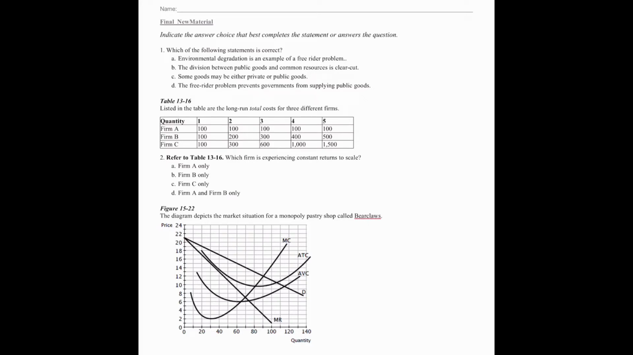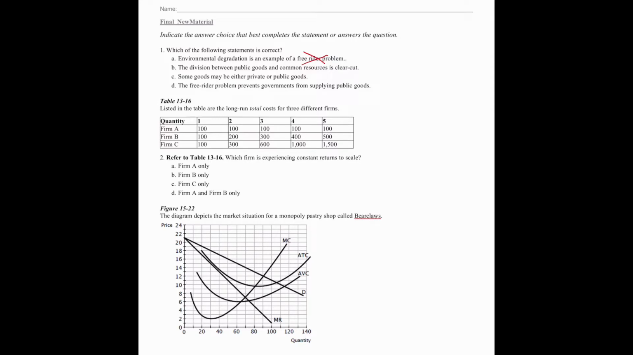Which of the following statements is correct? Environmental degradation is an example of a free rider problem. No, the free rider problem is just that for public goods, they're non-excludable and non-rivalrous, so they're overused. Okay, but the free rider problem does not take into account the environment. The free rider problem is actually the problem for public goods, not common resources.